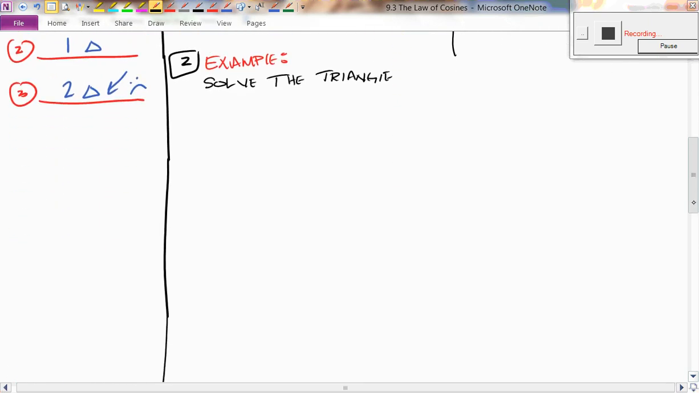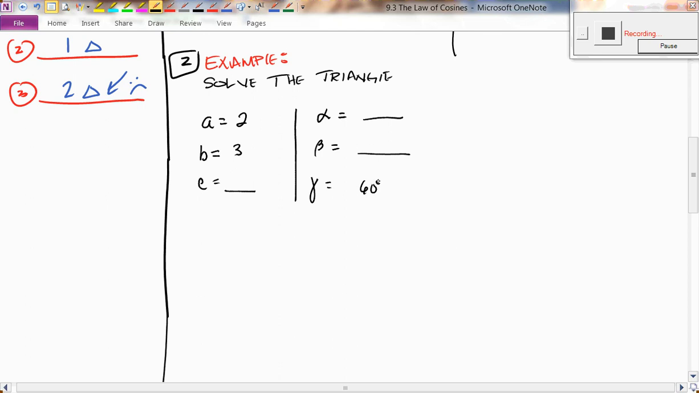So we're going to solve this triangle right here. I'm going to give you some information about this triangle. I'm going to say that A is equal to, I can't remember what I did, oh, 2. B is going to equal 3. C is going to equal, I don't know. Alpha is going to equal, I don't know. Beta is going to equal, I don't know. And gamma is going to equal 60 degrees.